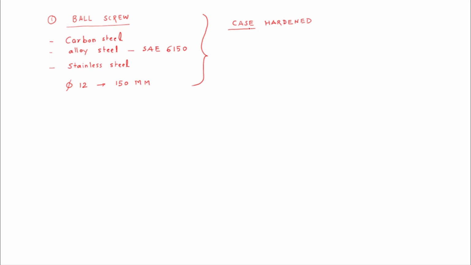That softer inner surface, or the core, is providing good strength. So the case hardening is at the outer surface. However, the core is soft, and this is providing the strength. The ball screws have a length up to 12 meters. So how to manufacture the ball screws?